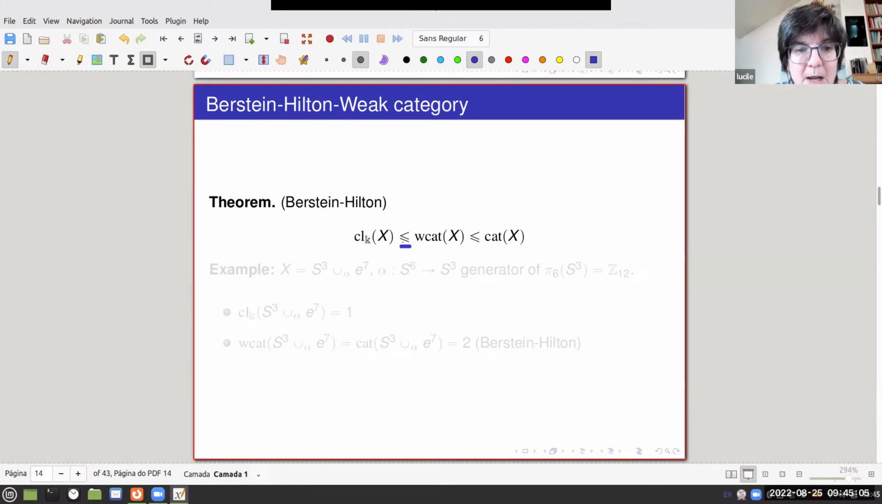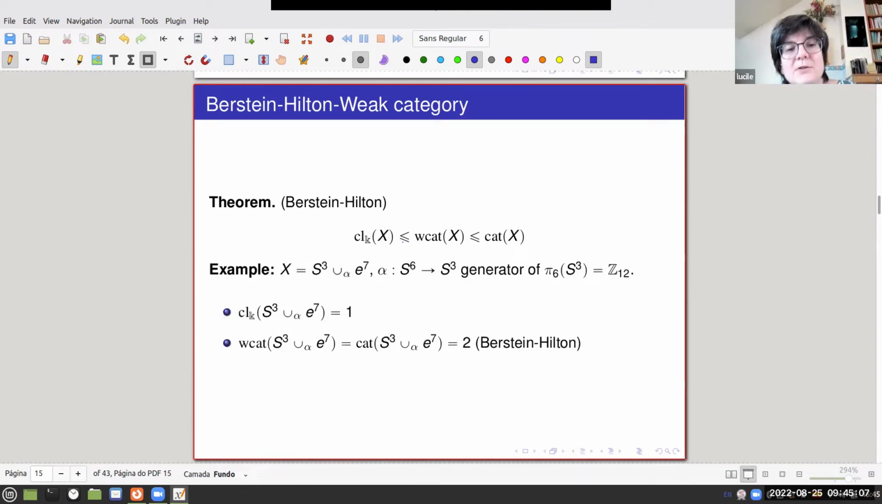Okay, so one example is the following. S^3 ∪_α e^7, where α, the Hopf map, is a generator of π_6(S^3), which is equal to Z mod 12. Here we can see that the cup length is one. Bernstein and Hilton, using their theory of Hopf invariant, were able to prove that the weak category, and then also the category, of this space is two.